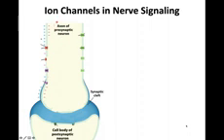Initially, the plasma membrane of the presynaptic neuron is polarized, which means that the inside is negative and the outside is positive. This is achieved through the action of sodium-potassium ATPase, which maintains a membrane potential by transporting 3 sodium ions out and taking in 2 potassium ions.